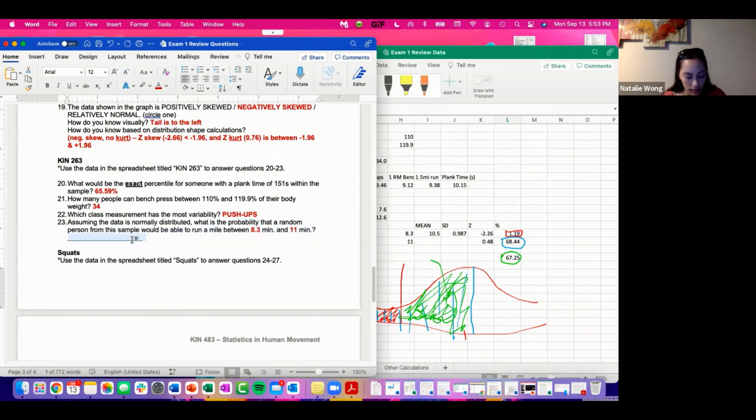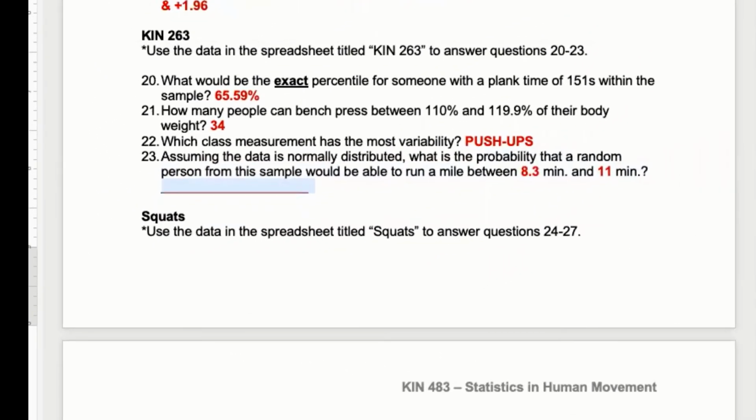To answer this one, I'll just type in 67.25. Okay. Again, you can either write it as a percentage or you can write it as a decimal. Okay. Question in the chat, how would you find the values above the part we didn't shade? Oh, so if I wanted to know somebody who could run faster or greater than 11, then I would do 100 minus 68.44.